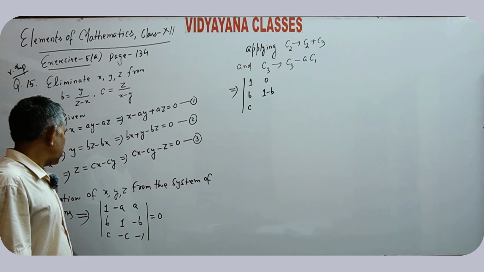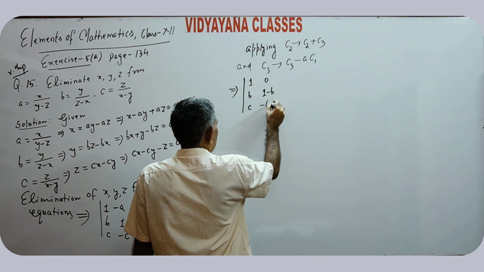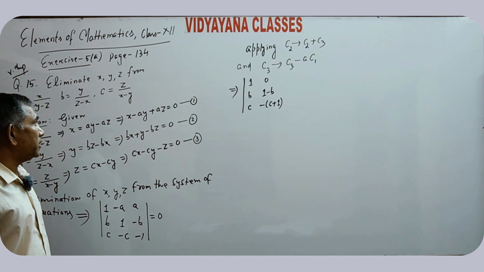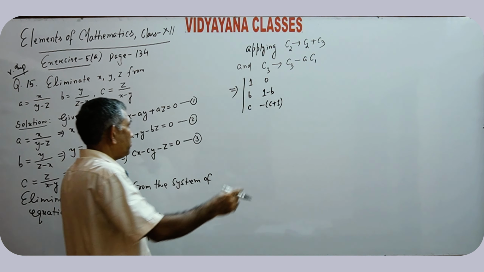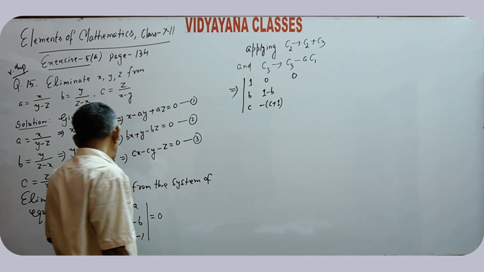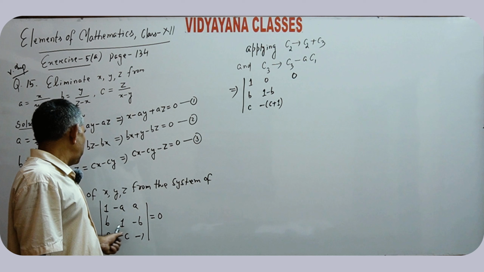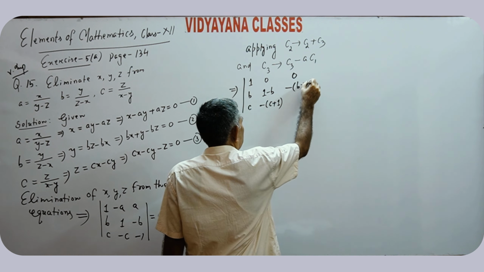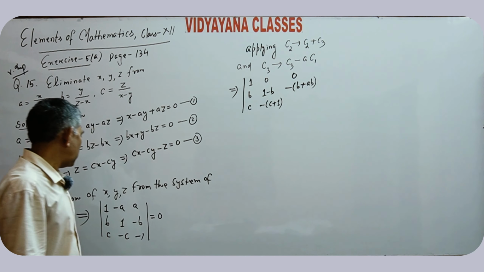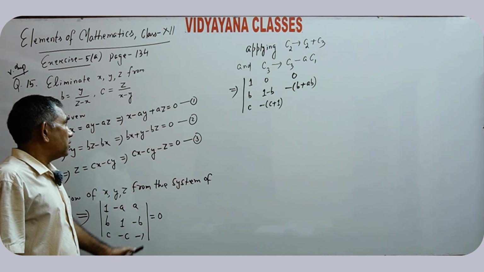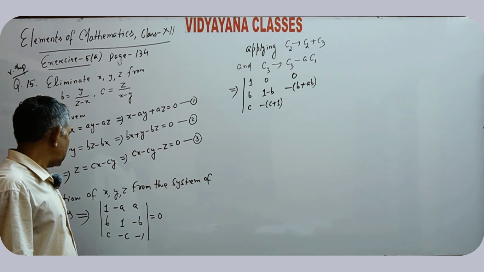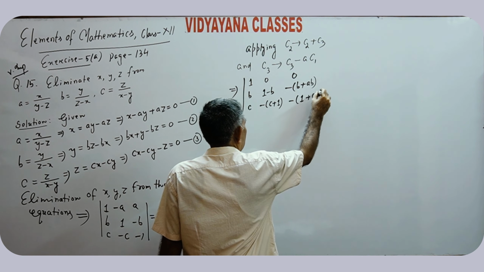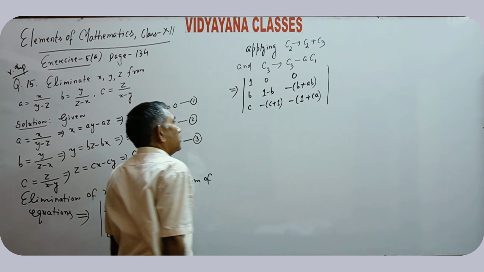1 minus B minus of C plus 1. This plus this. Column 3 is replaced by column 3 minus A times of column 1, that is 0. Minus B minus A times of B, that is minus of B plus AB. And C3 minus A times of C, that is minus of 1 plus CA. Clear?